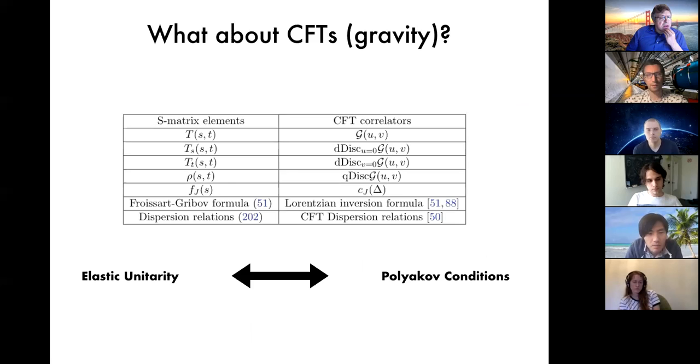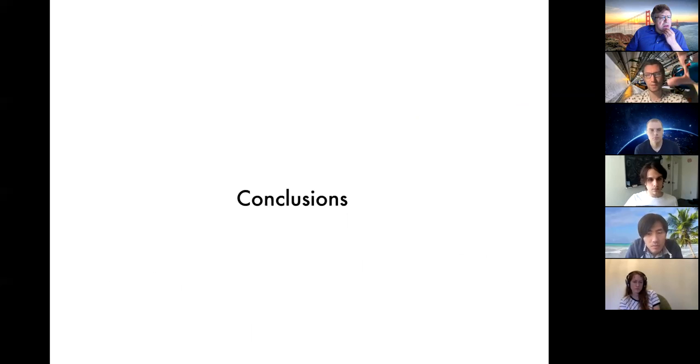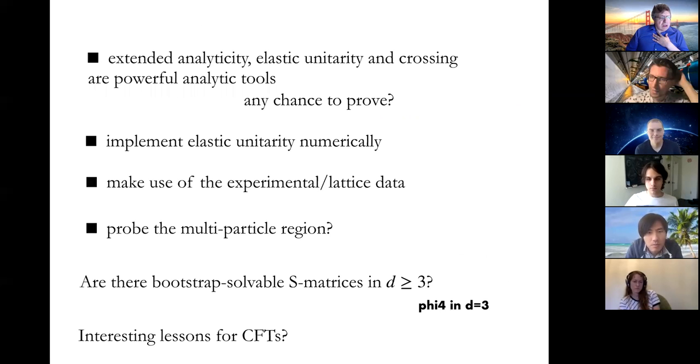So let me conclude. I have a comment on CFT if you ask me how it maps to CFTs, but let me just conclude. There is this interesting interplay between extended inelasticity, elastic unitarity, and crossing. I don't know if there is any chance to prove any of these things. I guess people have tried for many years. Maybe then they stop, but anyhow, that's an open question.